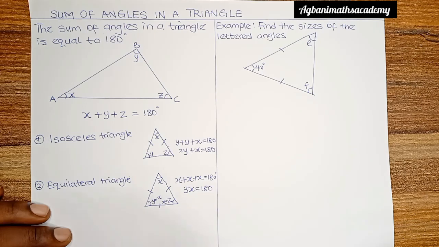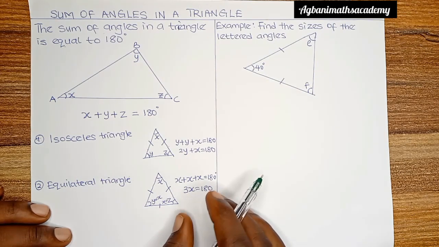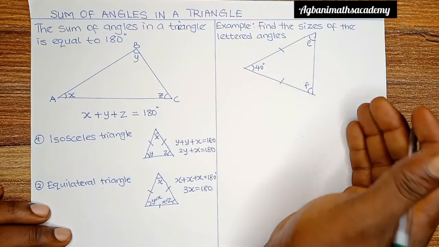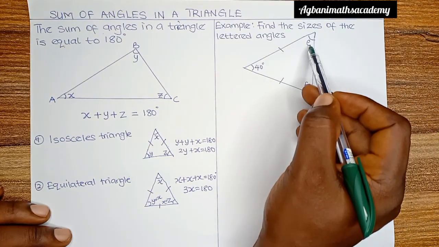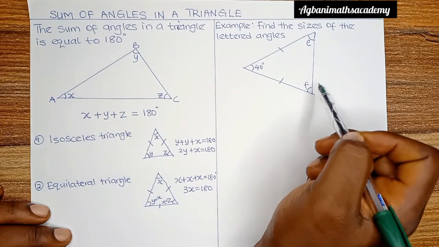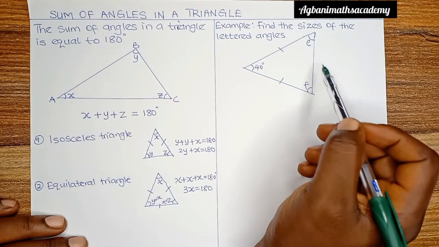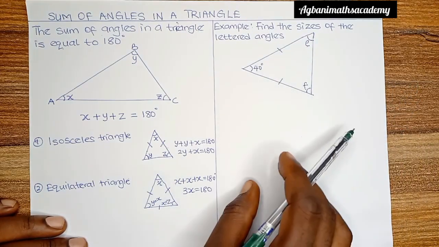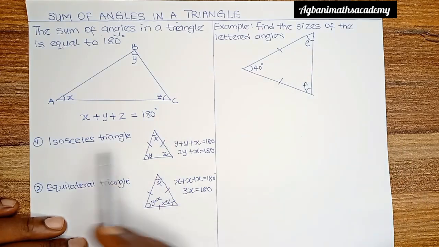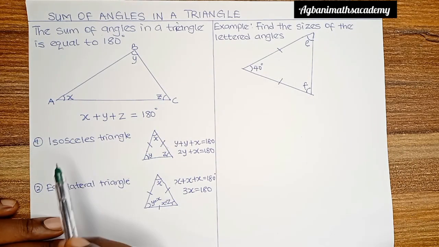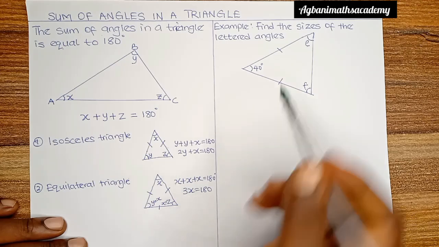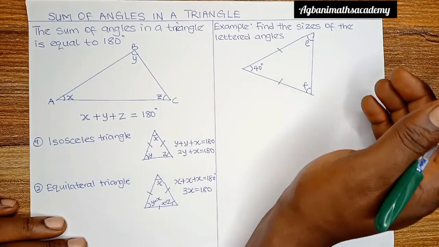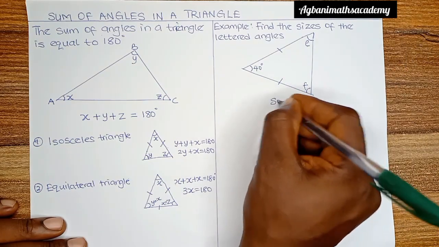Okay, so with that knowledge, let's look at this simple example we have here. We are told to find the sizes of the lettered angles. Let's look at the diagram to see the lettered angles. The lettered angles are E and F. But another thing you need to observe is we have this mark here that shows that these two sides are equal. And if these two sides are equal, then the triangle is an isosceles triangle, which means the two angles at the base are also equal. This will make our job very simple. So let's solve it together.